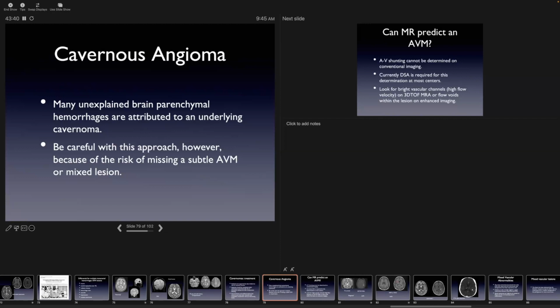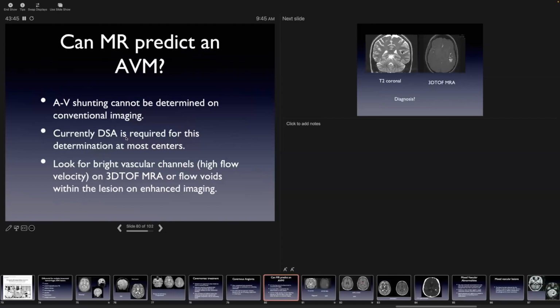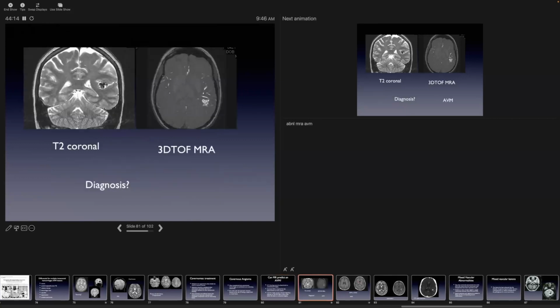And if the angiography is negative, usually with 2 angiograms, then I think you may be more confident of the diagnosis. Now, can you always differentiate an AVM from these other vascular malformations? Keep in mind that AV shunting cannot be determined on conventional imaging. So to make a final determination, usually DSA is required. But one thing that can help you is that on 3D time of flight MRA, you shouldn't see high velocity flow, and there shouldn't be any flow voids within the lesion.